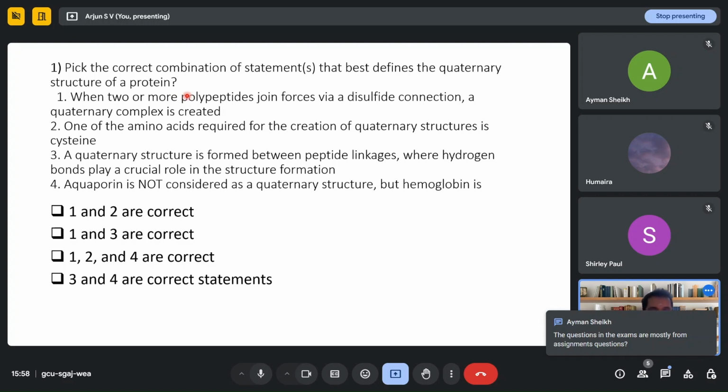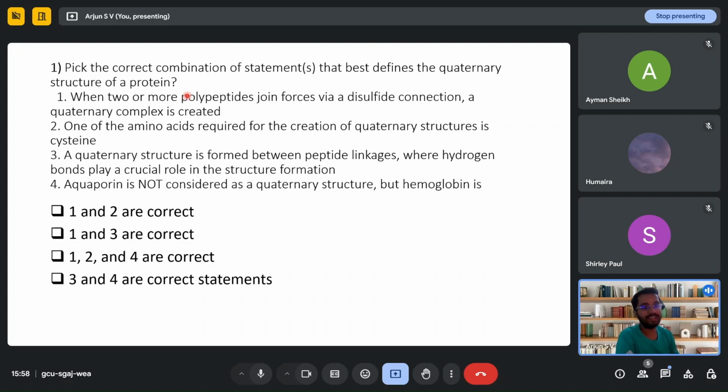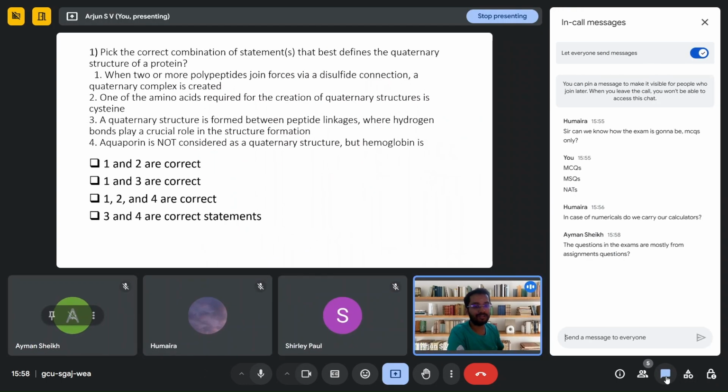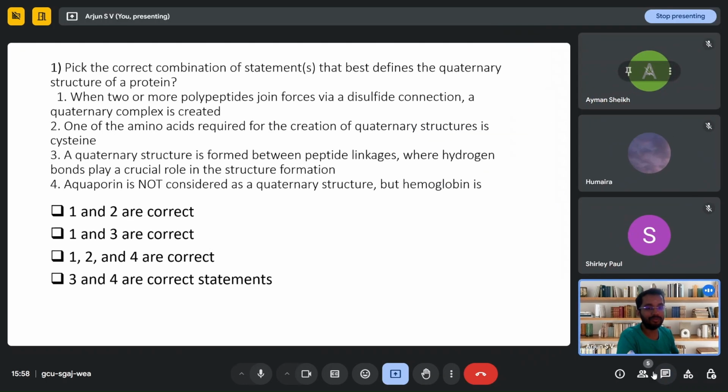The questions in the exams are mostly from assignment questions? I can't say that, because I am not designing the question paper. Your course instructor is going to design the question paper. But some of the questions you can expect from your assignment questions, but not all of them.